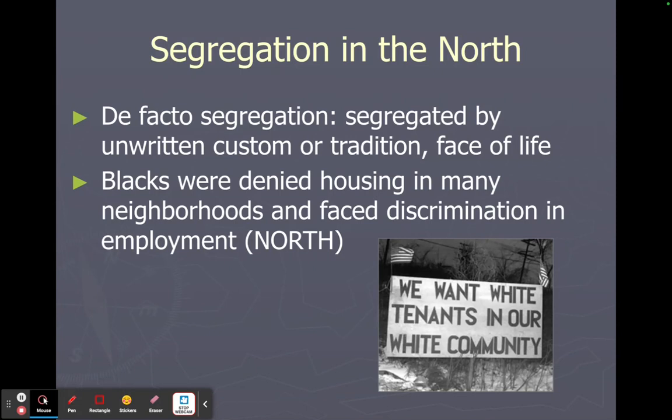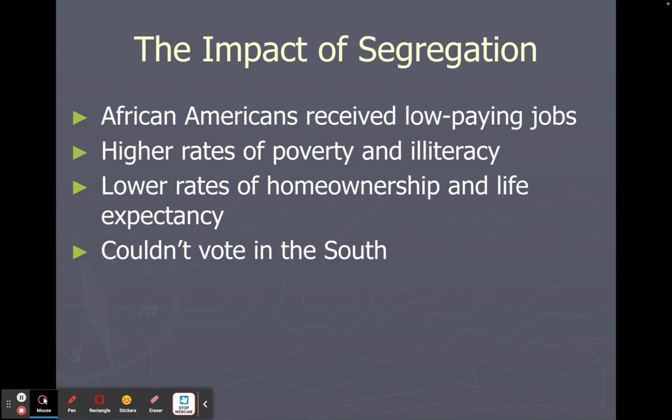How this occurred in the North was that Black people were segregated and denied housing in many neighborhoods and faced discrimination in employment. They often worked the dirtiest, lowest paying jobs. That created a society that was separate. We didn't necessarily have to have it written down that this is the way things were. It just was the way that things happened, by choice.